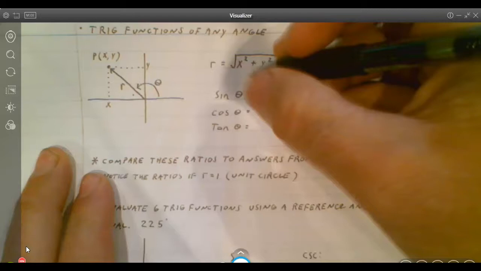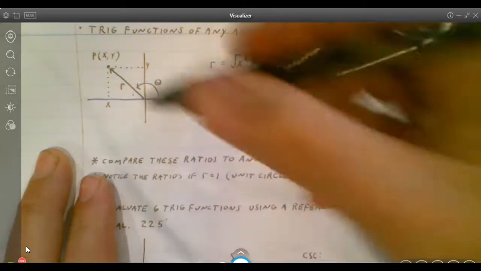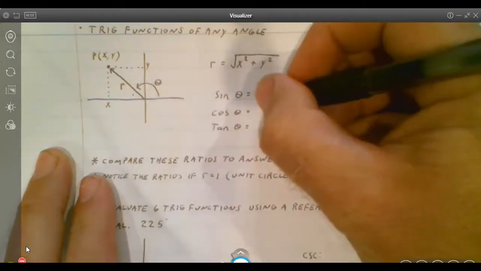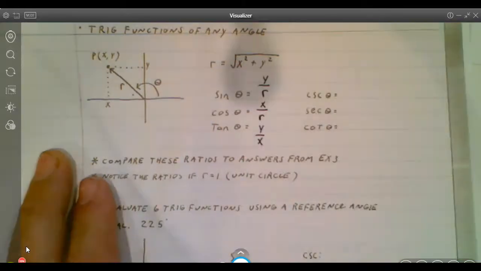Our cosine was adjacent over hypotenuse, and the adjacent side is how far I traveled left or right. So that's going to be the x over the r. And as far as getting the tangent, right, we know tangent is opposite over adjacent, so y over x, as we want to see it that way.